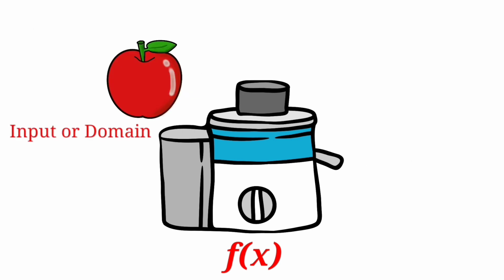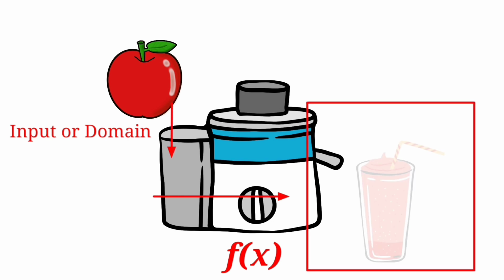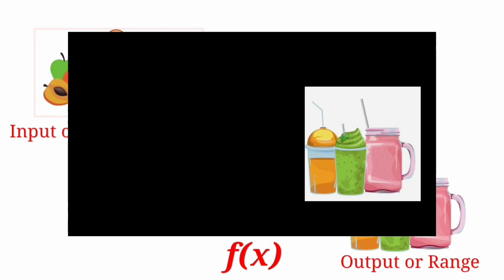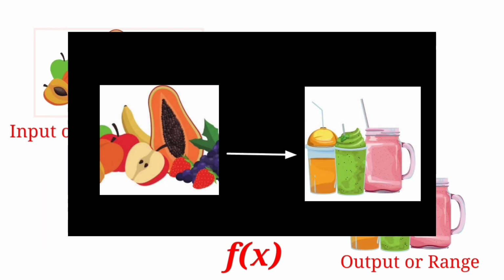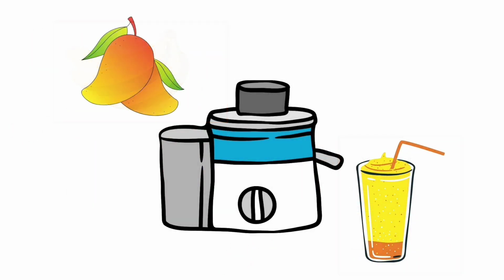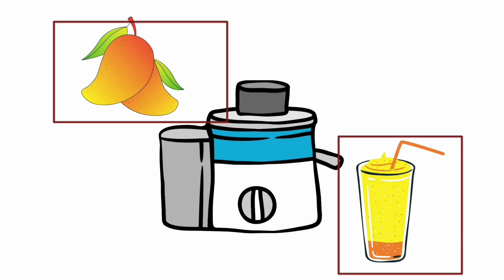Let's say nag-input si Deborah ng apple. Once na maipasok ang apple sa machine, after ma-process, magkakaroon na tayo ng product, the apple smoothie. Ang set of smoothies na magagawa ni Deborah out of that machine, sila mismo ang ating output or range. Sa makatuwid, ang final product na smoothie ay nakadepende kung anong prutas ang na-input ni Deborah. If it's banana, we'll have a banana smoothie. Kung mango naman, edi mango smoothie ang ating output. And that's exactly the concept of function.